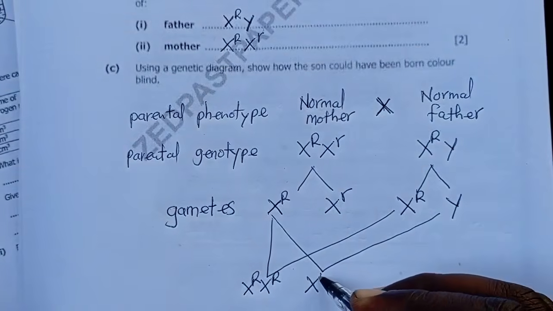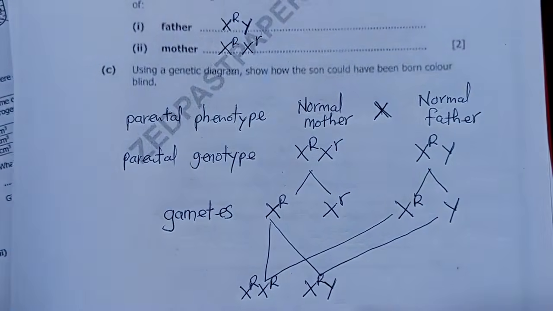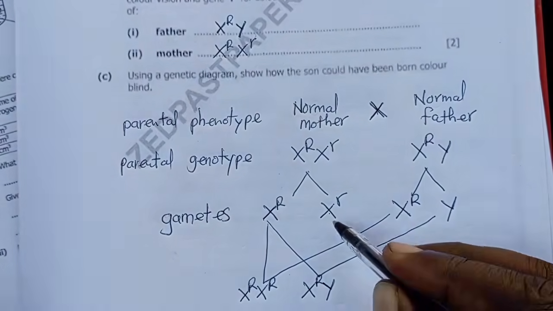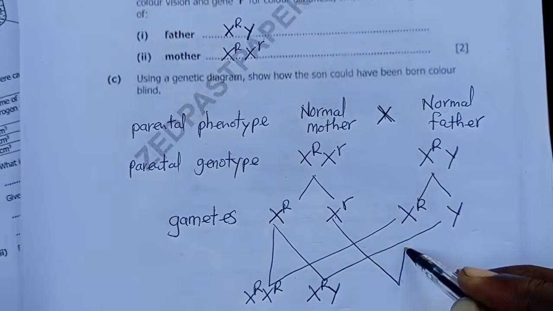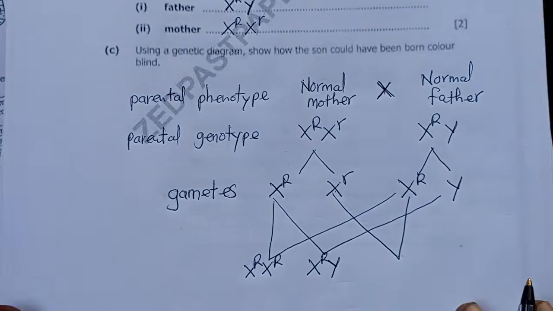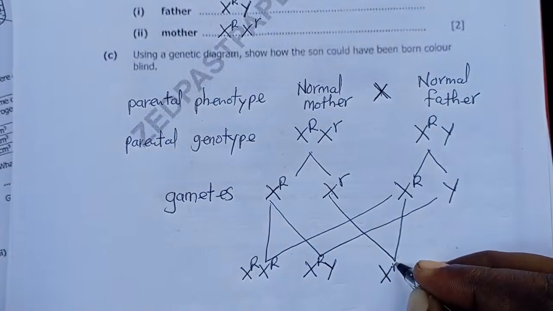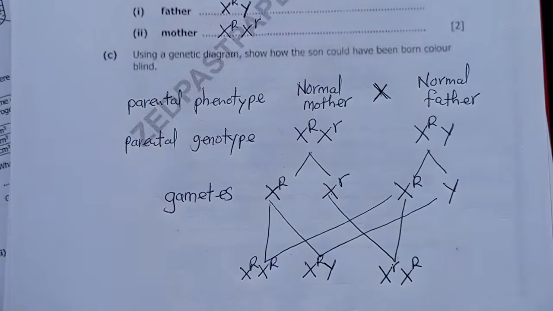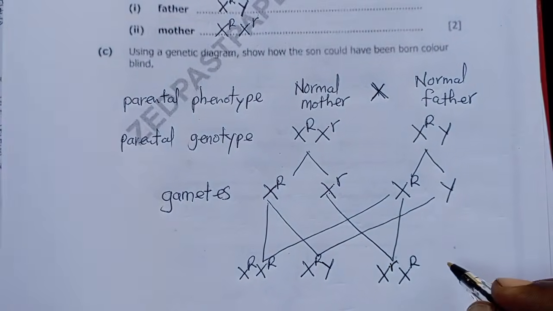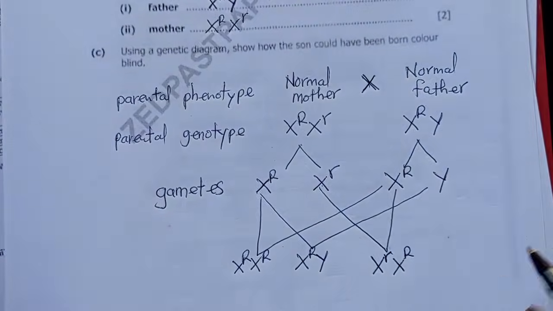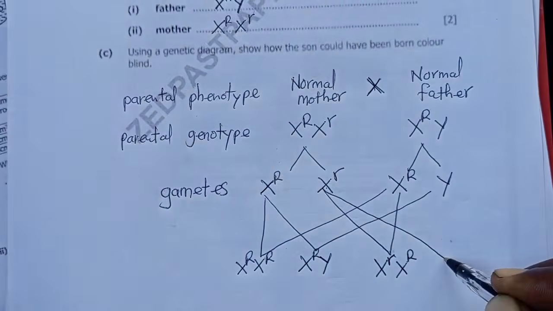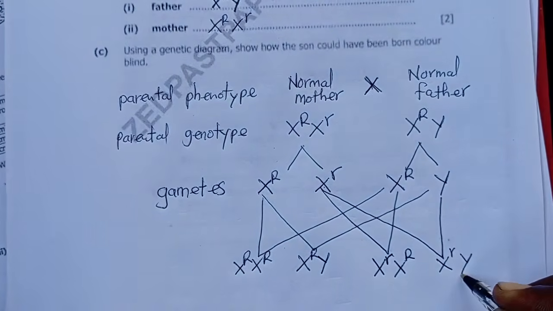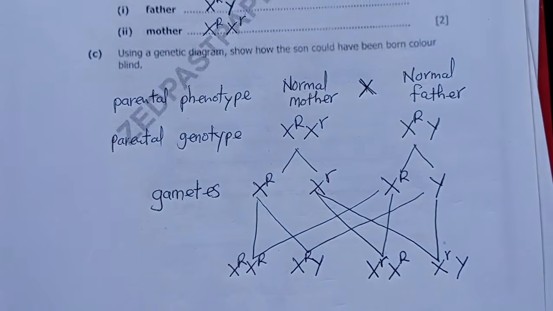So X capital R small y, normal male. Have you seen? This one comes here, then goes there. What we are going to have here is X small r, X capital R, a cardia. We are talking about a cardia. This one is normal but is a cardia. And female, XX. Then this one goes here and there, so meaning X small and Y. This person has got a color blindness.